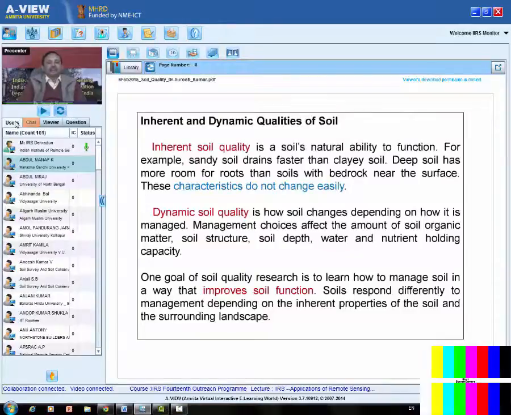Soil quality. When we want to study soil quality, there are two types: one is inherent soil quality, and the other is dynamic soil quality. What is the difference? Inherent soil quality is a soil's natural ability to function. Every soil has its natural ability to provide nutrients, to do the filtering, and to support building structures.